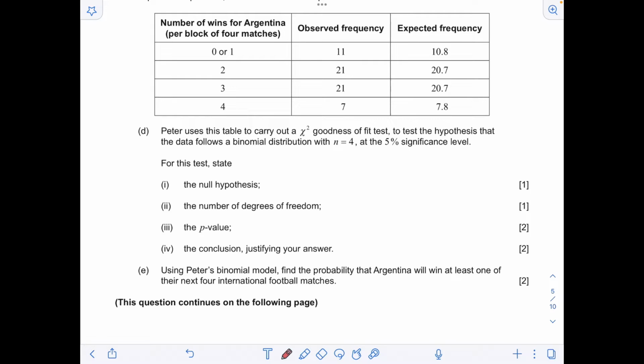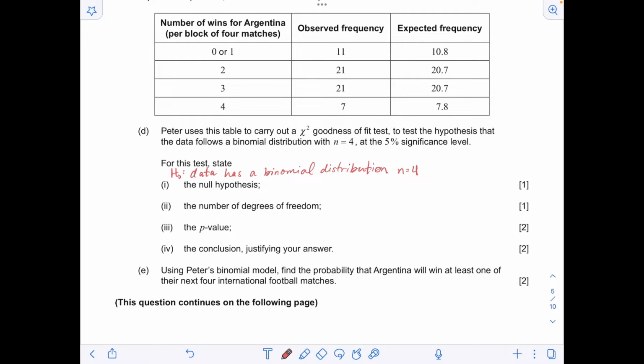And so the null hypothesis is that the data has a binomial distribution. That's what we're testing. And you can include the parameters, though you don't have to. n equals 4 is not a parameter, but we'll include that it has a binomial distribution with n equal 4.